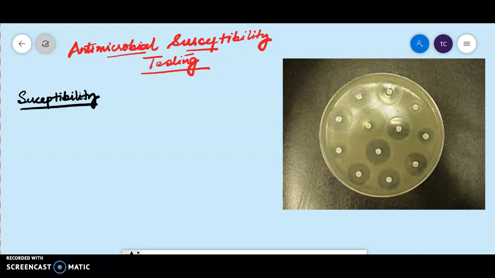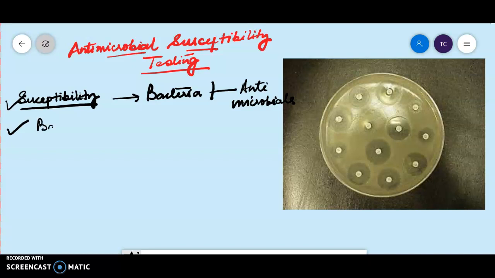Now susceptibility testing determines if bacteria is likely to be inhibited by any antimicrobials. So suppose this is your bacteria, and this bacteria is likely to be inhibited by certain antimicrobials. So that is your susceptibility testing. Now susceptibility is based on certain parameters.